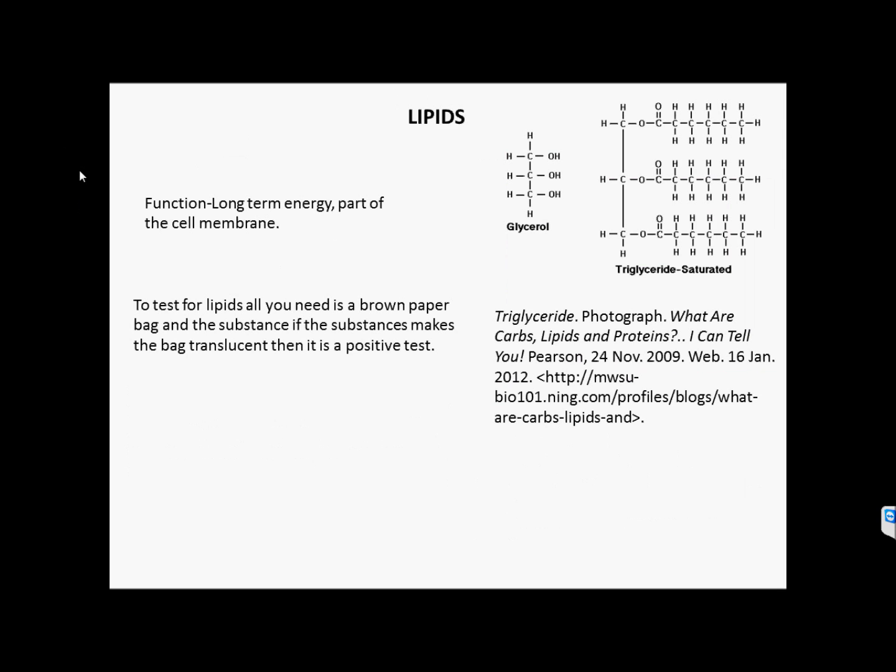Lipids are long-term energy and also part of the cell membrane. To test for them, all you have to do is rub them on a brown paper bag, and if the brown paper bag becomes clear, then you have lipids.